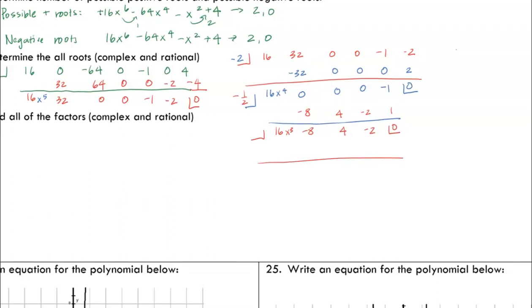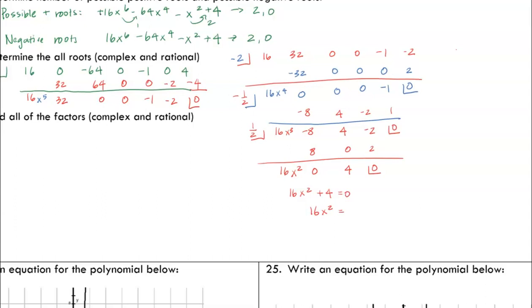I have 1 positive, 1 negative, 1 negative. Let's try 1/2 again. Okay, 16. Half of 16 is 8. Ba-bam! 0 times 1/2 is 0, 4. And then 2, ba-bam! There we go. 16x to the second plus 4 equals 0.